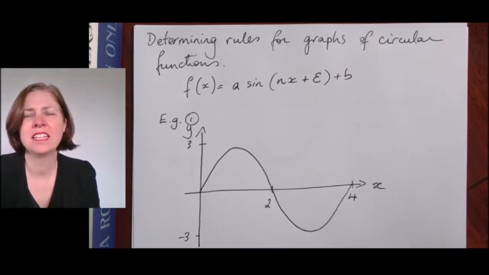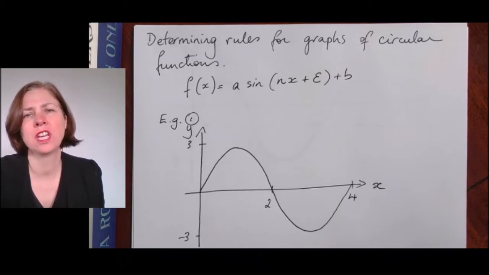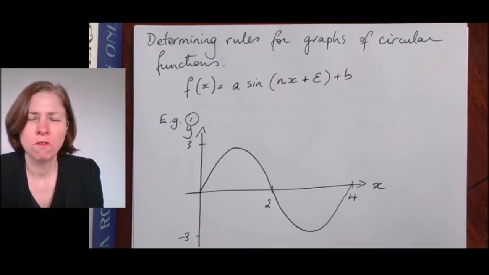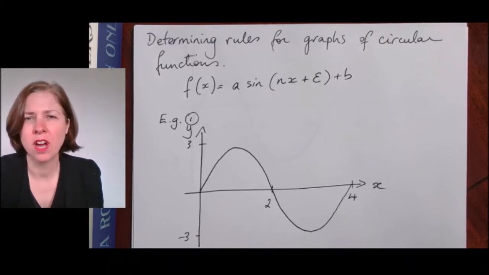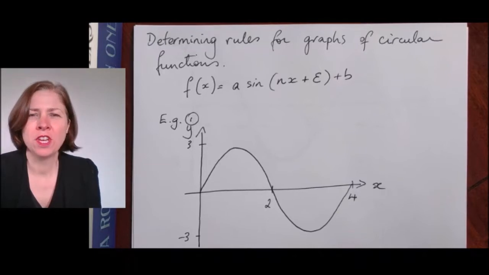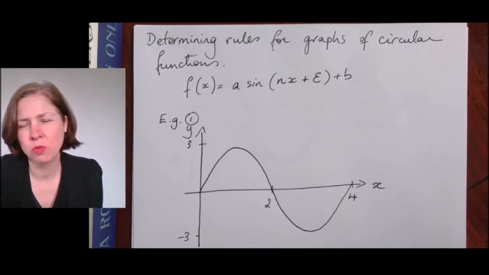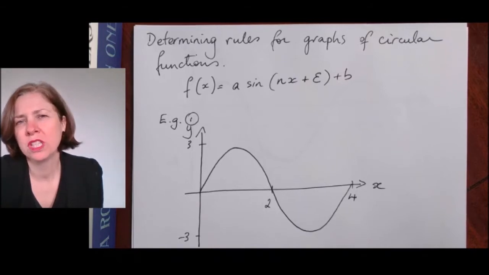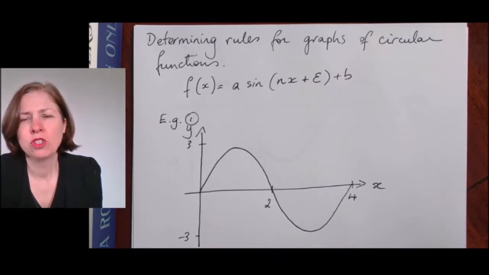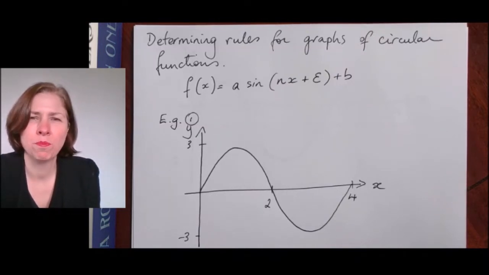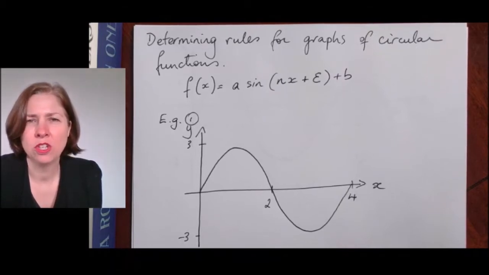Today we're looking at determining rules for graphs of circular functions. Specifically, we're looking at sinusoidal functions such as sine and cosine graphs. We're not looking at tan graphs. One of the properties of these functions is that they have a bounded range, which helps us to learn what the amplitude is. And if we know the period, that helps us to work out what the coefficient of x is going to be. So there are two key things that we know how to use.